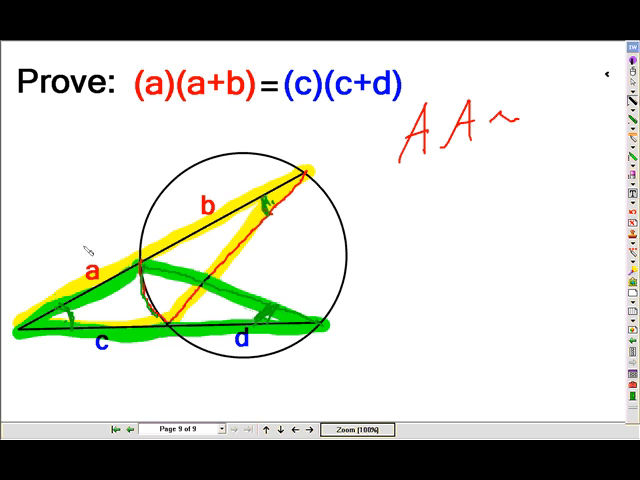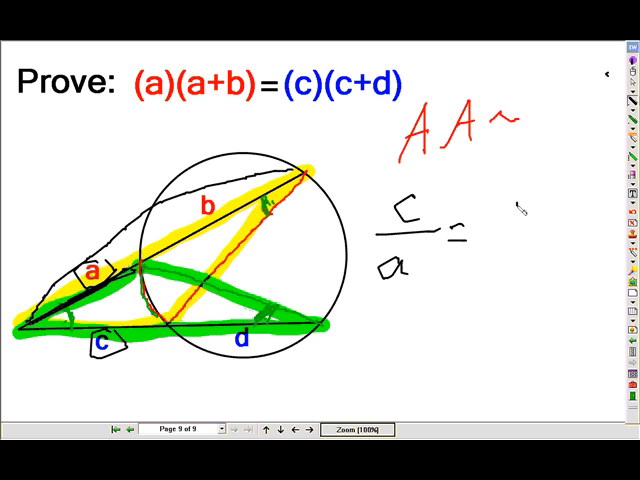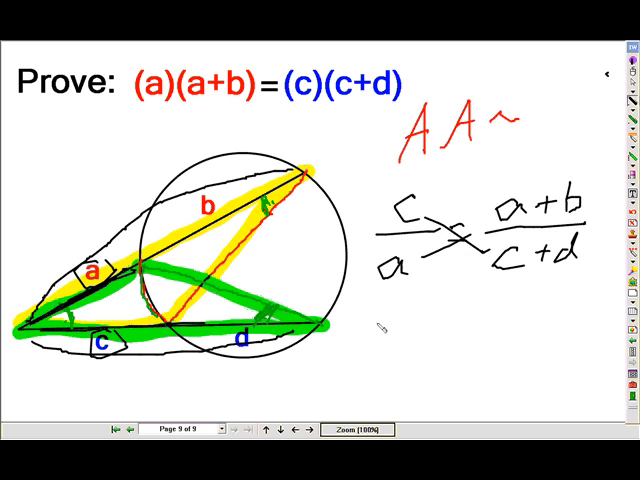And now we can create a ratio. So looking at the yellow triangle, I have this side down here called C. It's part of the yellow triangle. C of the yellow triangle would correspond with A, this side right here, of the green triangle. And that should be the same as, for the yellow triangle, A plus B, that whole piece, and that would correspond for the green triangle to this entire piece, C plus D. And with this proportion, if we cross multiply, we are going to get A times A plus B, like we see here, is equal to C times C plus D, what we see here.